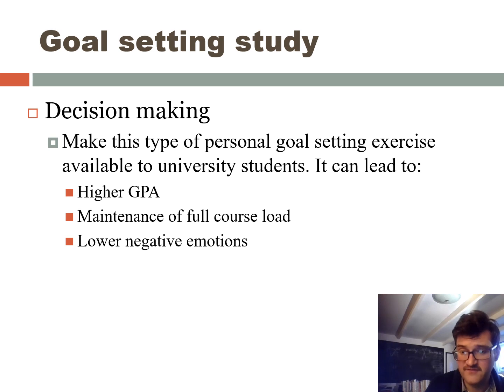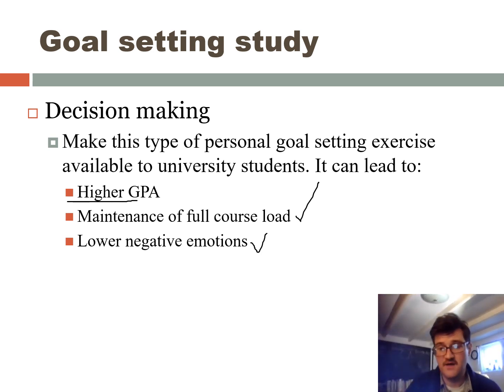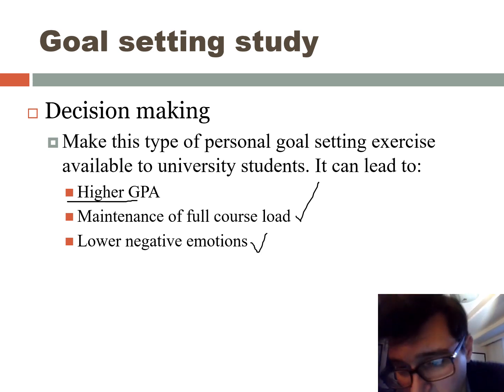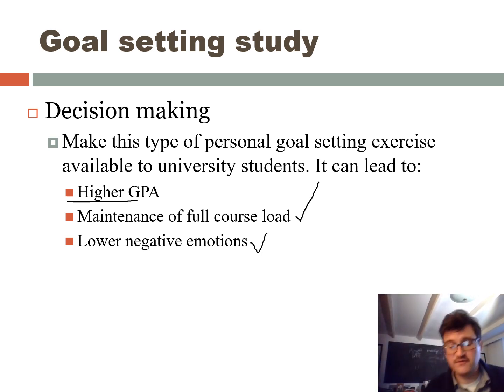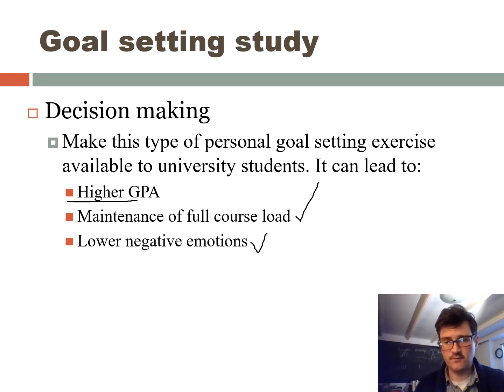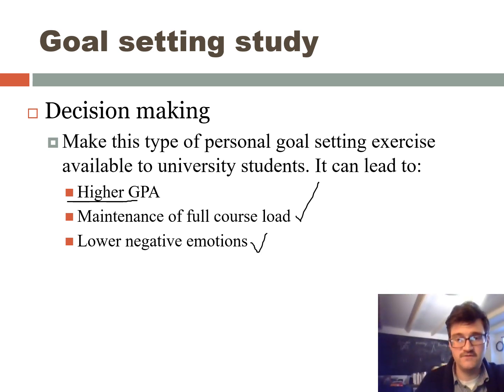So, decision making: make this type of personal goal setting exercise available to university students. That's a recommendation that comes out of this, because it does seem to lead to higher GPA, maintenance of a full course load, and lower negative emotion. These all seem to be valuable outcomes that university professors and administrators and students themselves would want. So it seems reasonable to try to implement this kind of program.